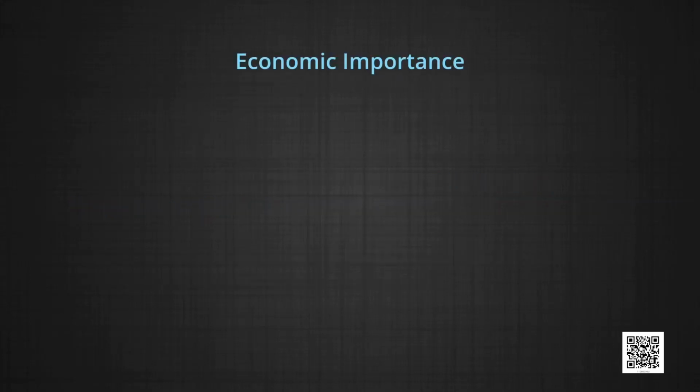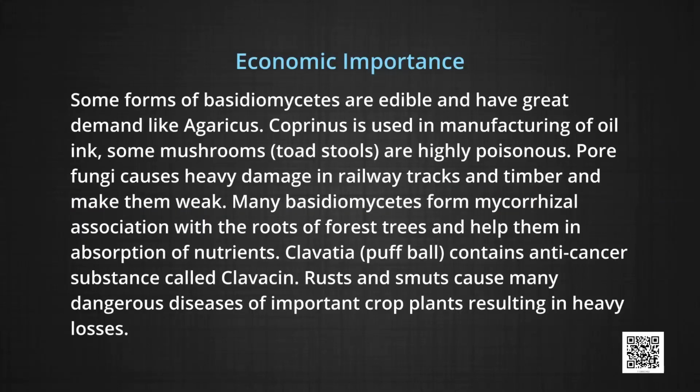Now the economic importance. Some forms of Basidiomycetes are edible and have great demand like Agaricus. Coprinus is used in manufacturing of oil, ink. Some mushrooms like toadstools are highly poisonous. Pore fungi cause heavy damage in the railway tracks and timber and make them weak.